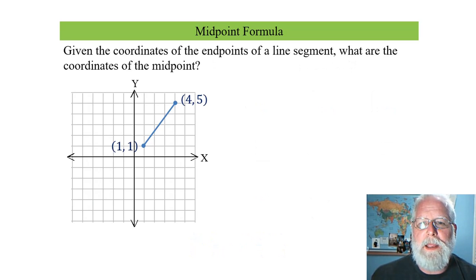So if I'm given these 2 points, we're going to find the midpoint. What I want you to do is go ahead and pause this and see if you can find it using the formula that we just talked about. Remember, all you're doing is finding the average of the x's and the average of the y's. Start back up again when you're ready.